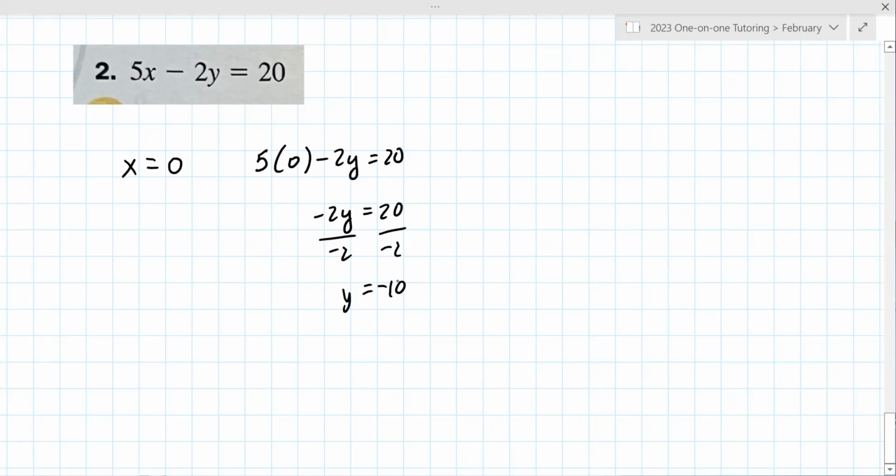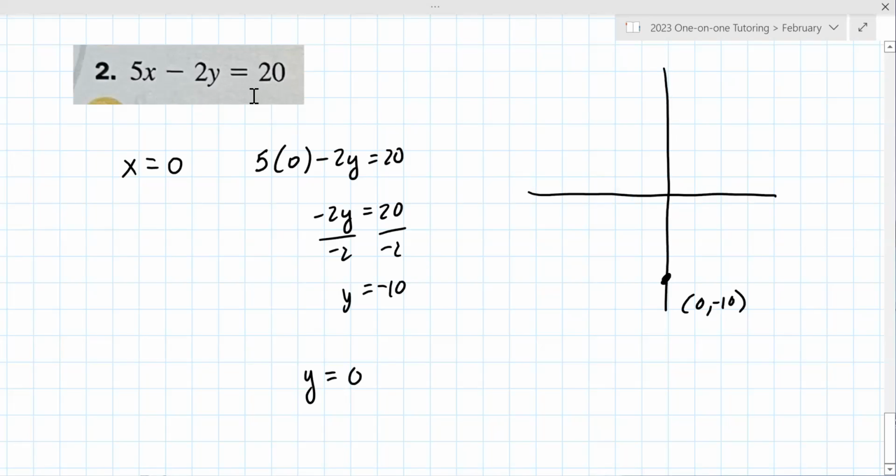So this is your first ordered pair on your graph. Again, not to scale, but 0, -10, down here. Then you let y equal 0. It's kind of like going the other direction. And if you could imagine covering up the 2y now, because anything times 0 is 0, you just get 5x equals 20.